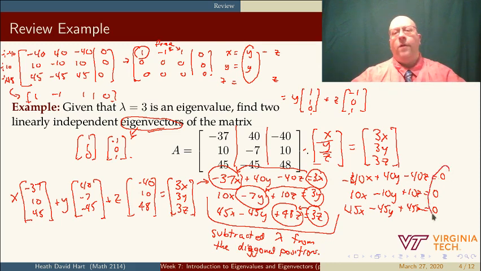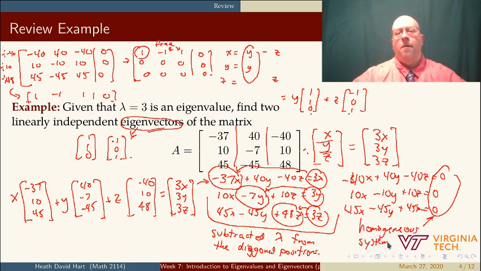And then what we were left with was all zeros on the right-hand side, but that's the hallmark of a homogeneous system. And it's a homogeneous system that had free variables. So let me summarize those three important points here. We subtracted lambda from the diagonal, we ended up with a homogeneous system, and the homogeneous system had free variables in it.